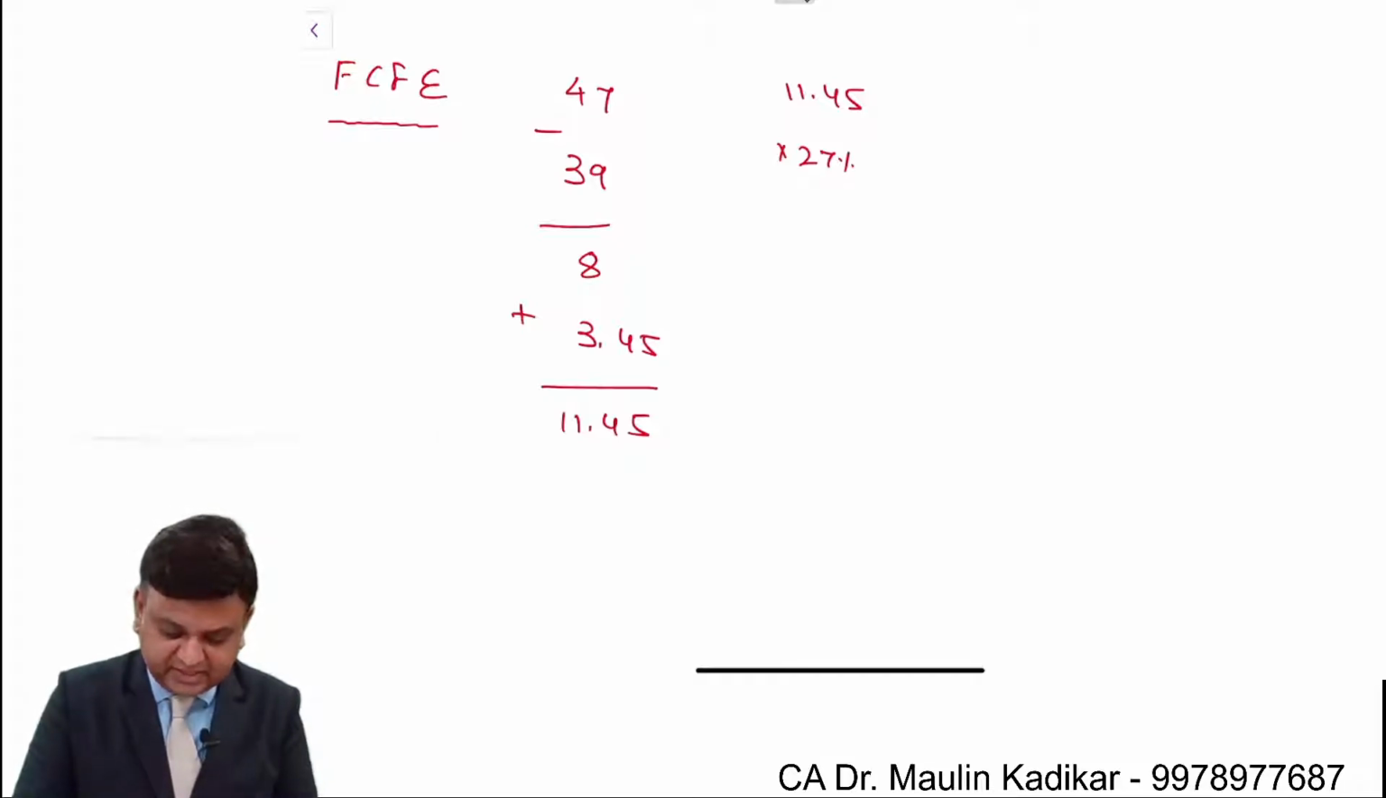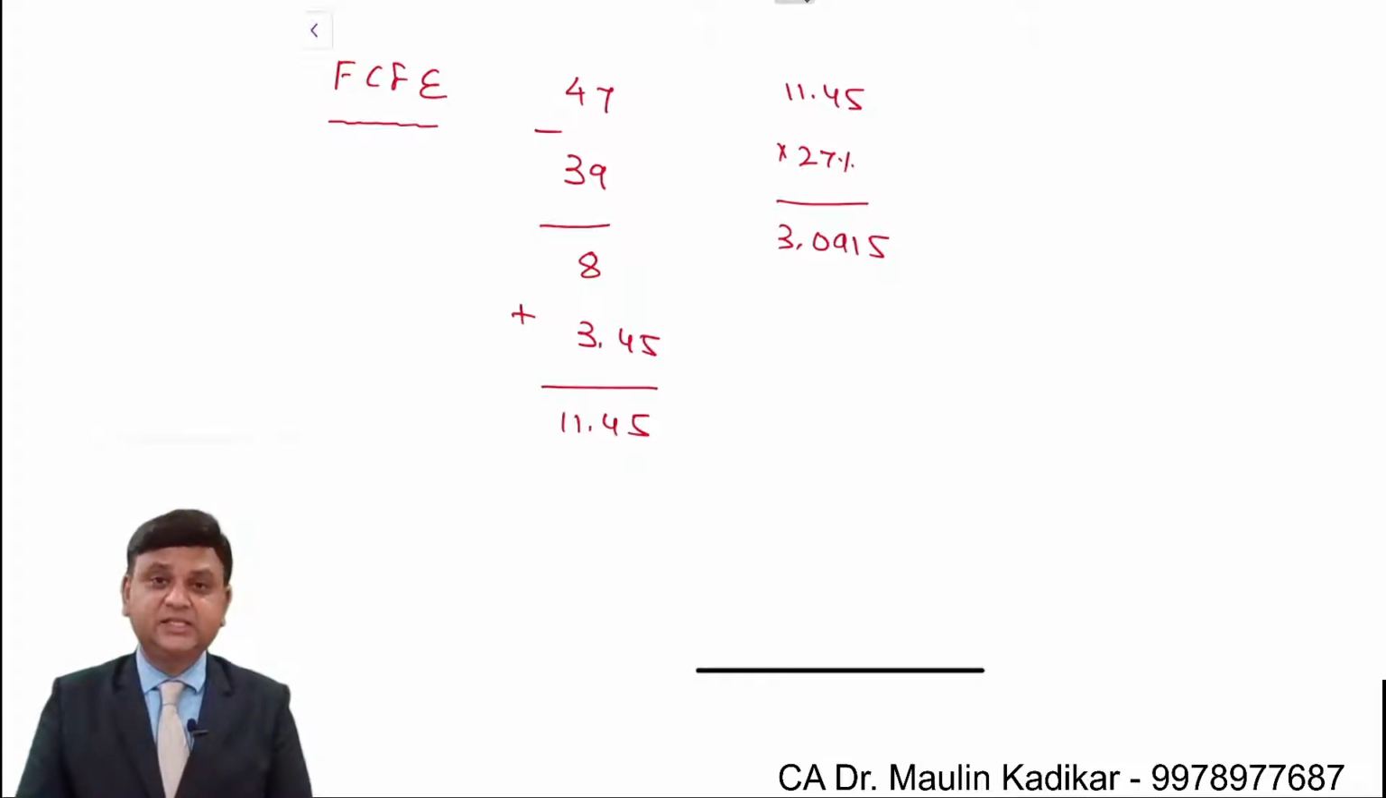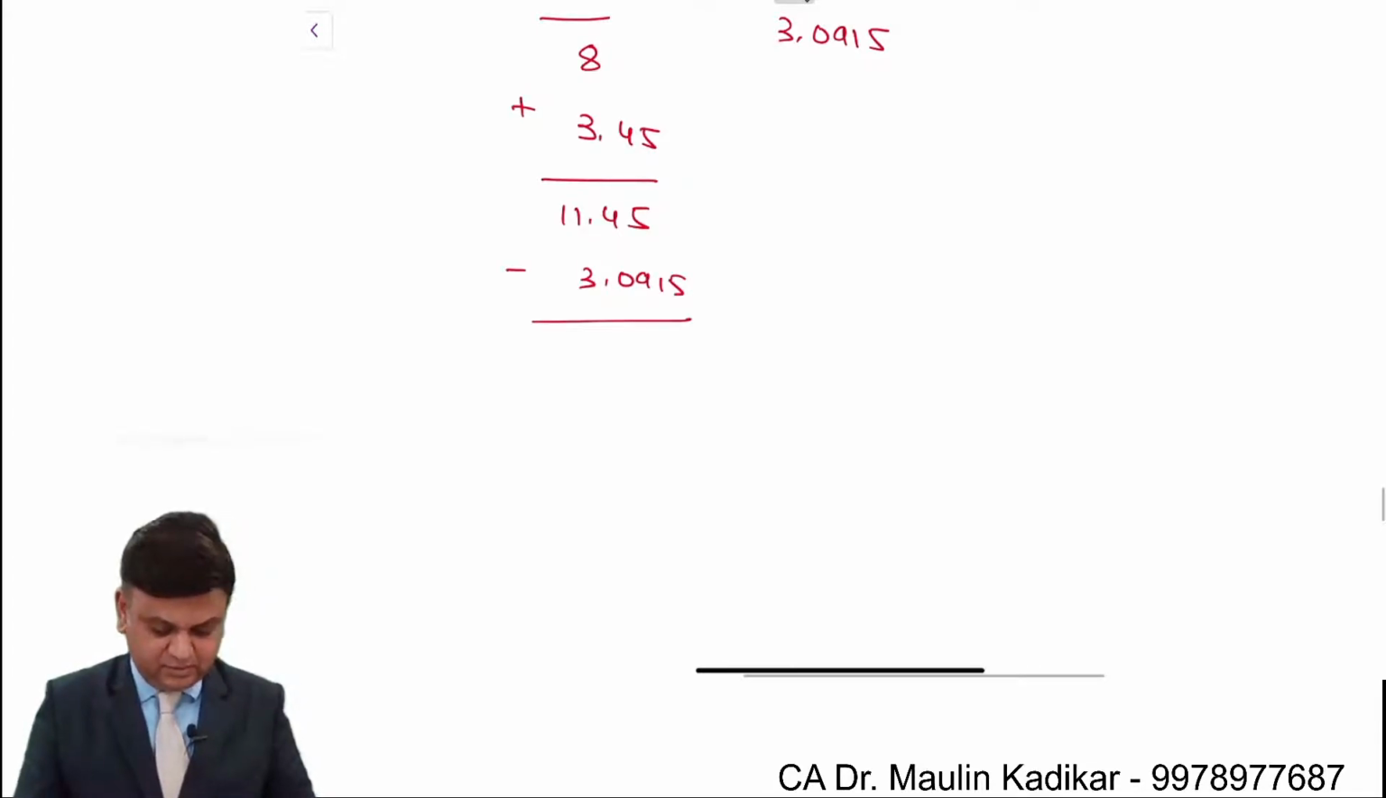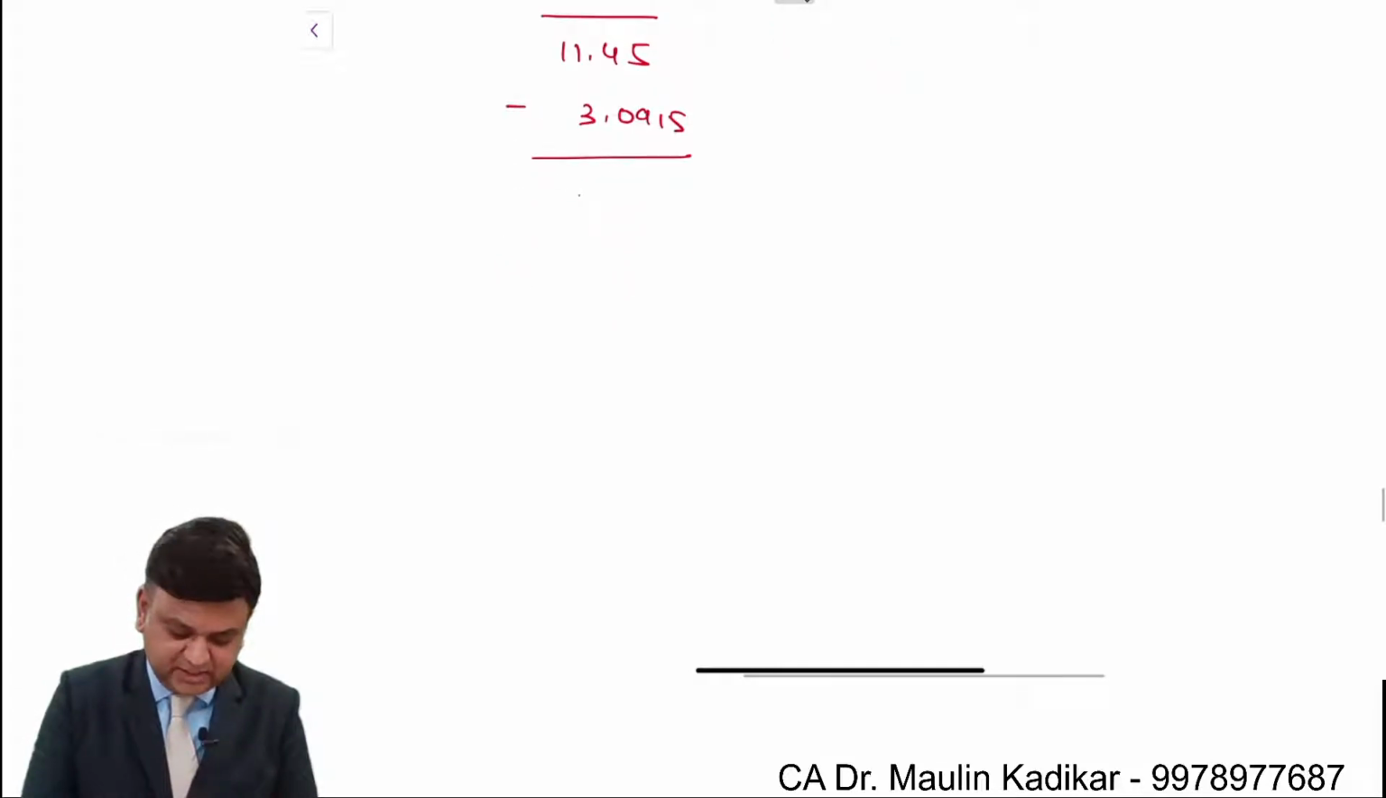So we understand that 3.0915 is the amount of the debt financing that we are going to have. So the remaining is going to be the equity financing. So the amount of the equity financing which we are required to make is 8.3585.